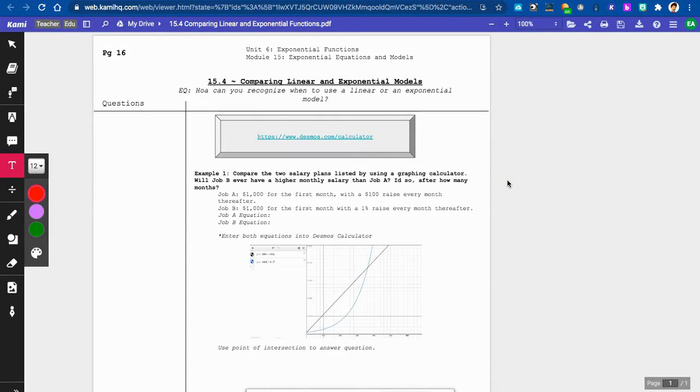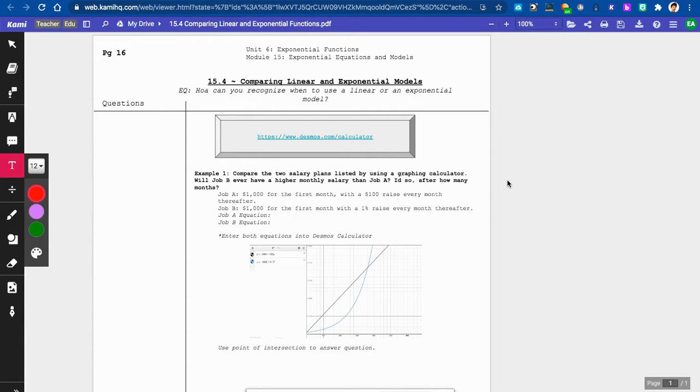Compare linear and exponential models. So yesterday we really focused on comparing exponential models with the linear regression. And so today we're doing kind of the same thing. It's going to be the same idea, but we're going to be comparing a linear model to an exponential model.